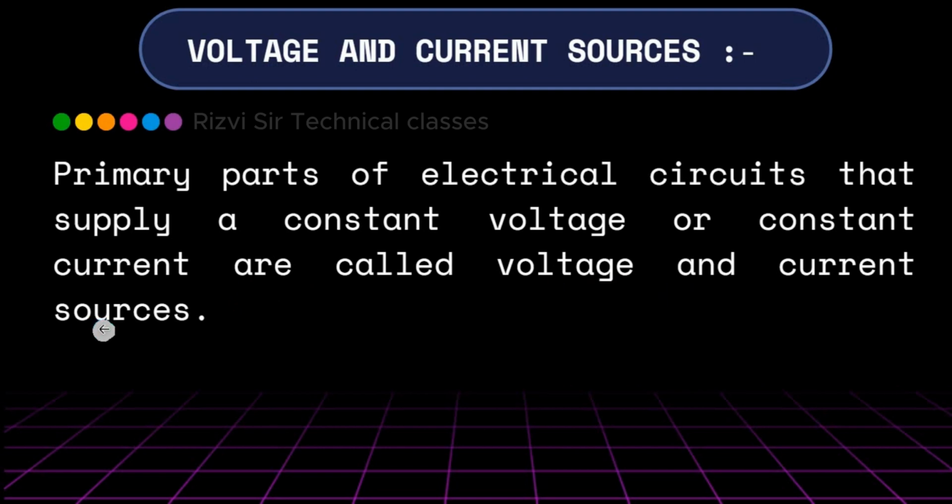In other words, a voltage source maintains a constant voltage while a current source provides a constant current, both serving as essential elements in electrical and electronic systems to power devices and facilitate the flow of electricity in circuits.